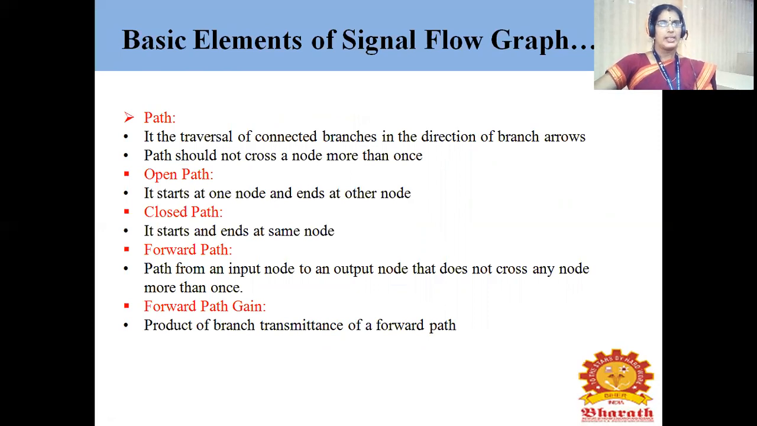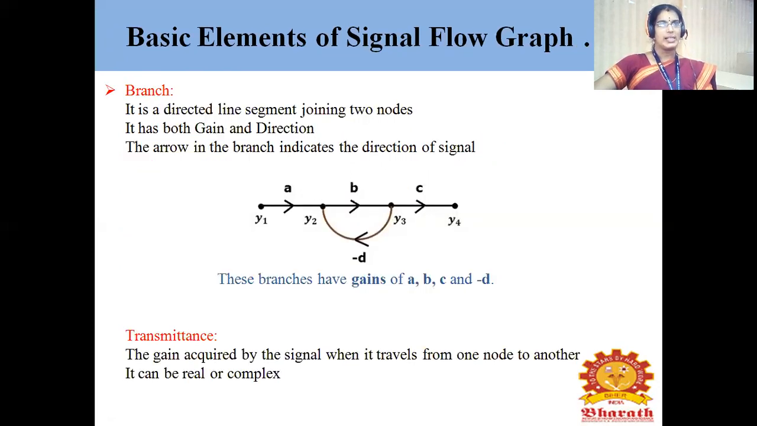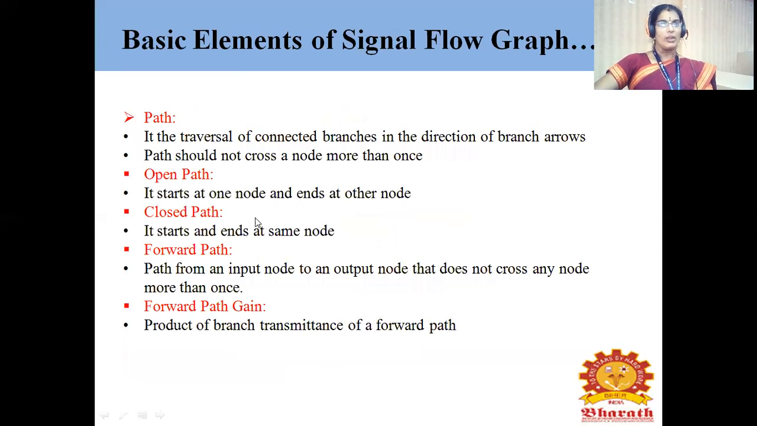Next is open path. It starts at one node and ends at another node. In the same example, the input signal starts from Y1, passes through Y2, then Y3, and reaches Y4. This is called an open path. If you consider the feedback signal, it starts from Y2, reaches Y3 and returns back to Y2. So this is a closed path. One that starts at one node and ends at another node is the open path, and one that starts and ends at the same node is the closed path.